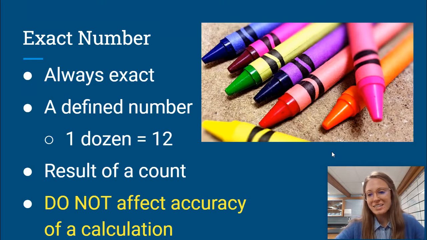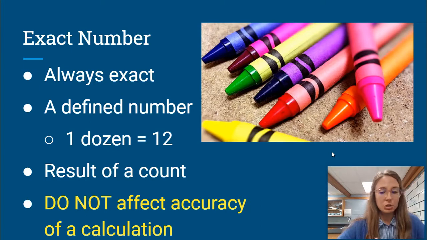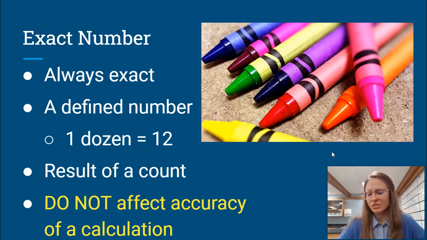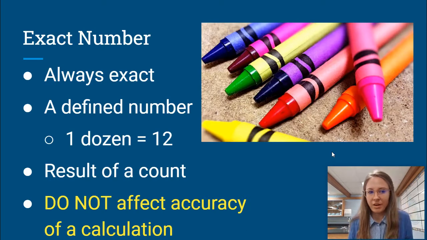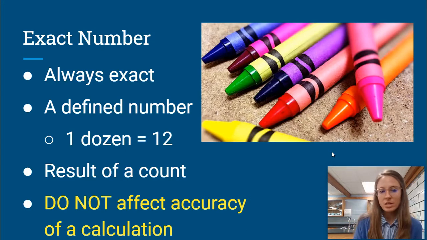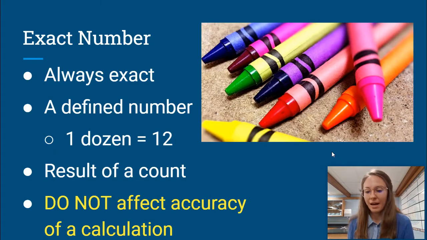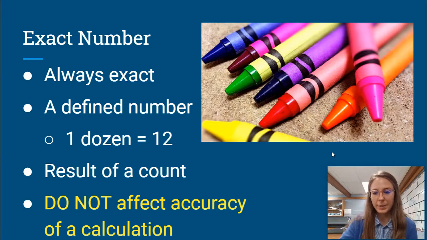So an exact number does not affect the accuracy of a calculation, okay? When you did dimensional analysis, which you should have done hopefully in physical science or chemistry, you used conversion factors to go from one unit to the other. Those conversion factors were exact numbers, and they did not play a role in the accuracy of what you got out of that calculation, okay?